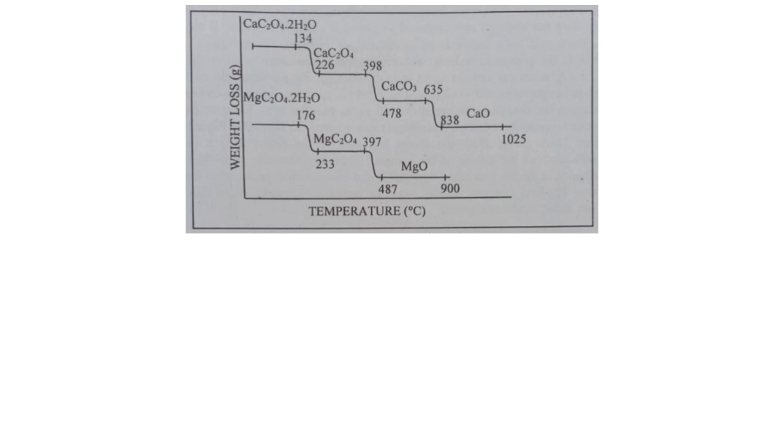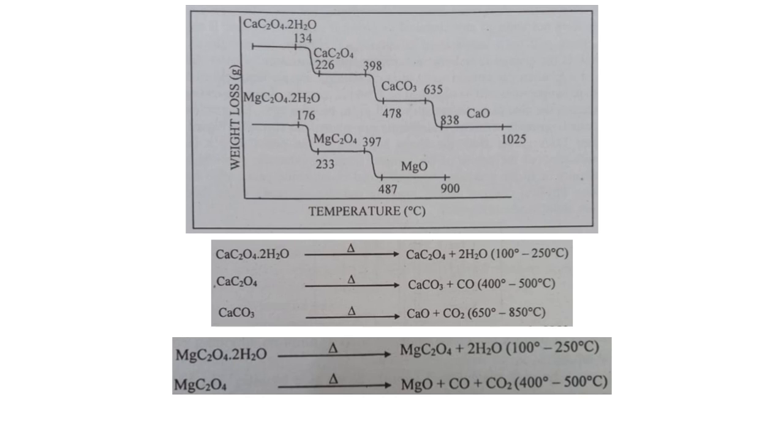Next application is that the TG curve gives correct information about decomposition stages of a compound. The TG curves for decomposition of hydrated calcium oxalate and magnesium oxalate are indicated in the figure. You can see here the first curve is for calcium oxalate and the second curve is for magnesium oxalate. So from this graph, what do you observe? The two water molecules are lost between 100 degree Celsius to 250. Then the second loss takes place from 400 to 500, where it loses carbon monoxide.